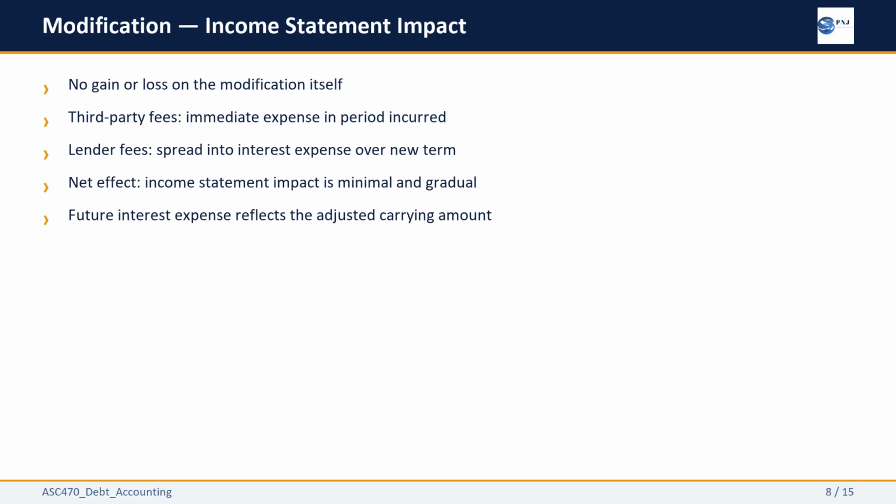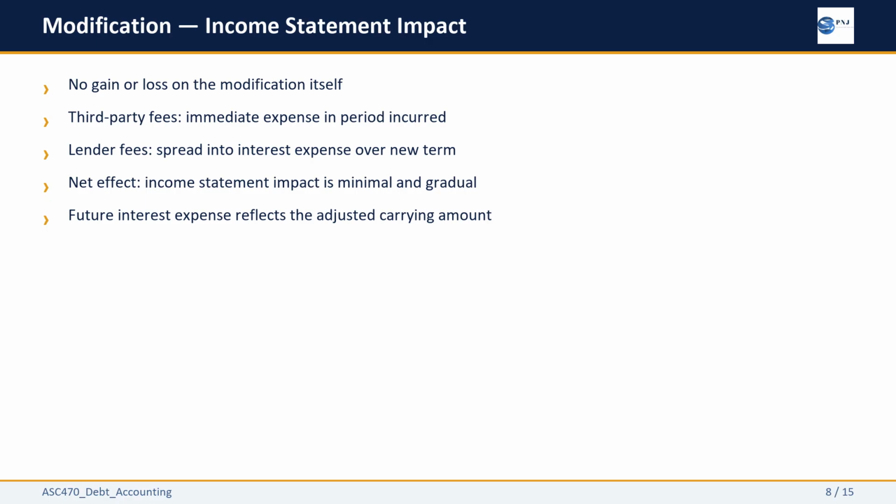One of the most important features of modification accounting is how quietly it passes through the income statement. There is no gain or loss event. The only immediate hit is the third-party fees, lawyers, advisors, which are expensed in the period you incur them.